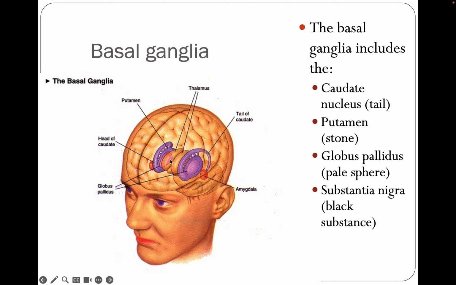Putamen's right there. The globus pallidus, pale sphere. There it is. Right there. That's the globus pallidus. The substantia nigra, which means black substance, and it's back here, and you can't see it in this picture.